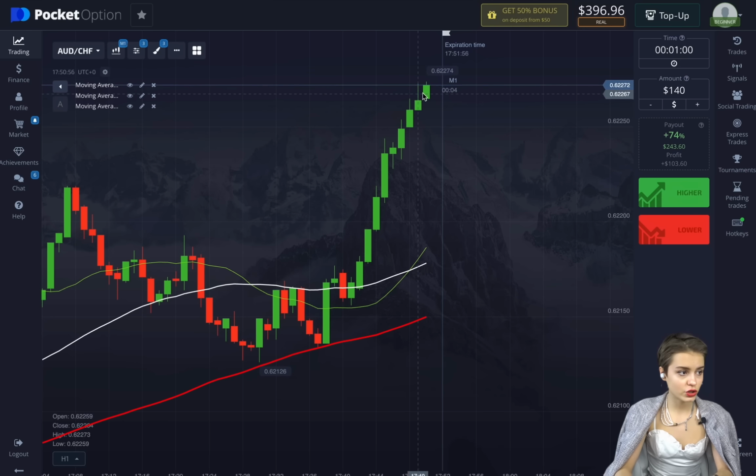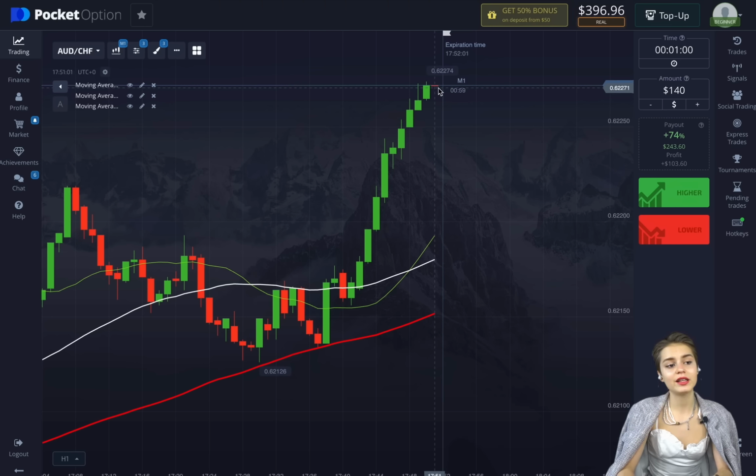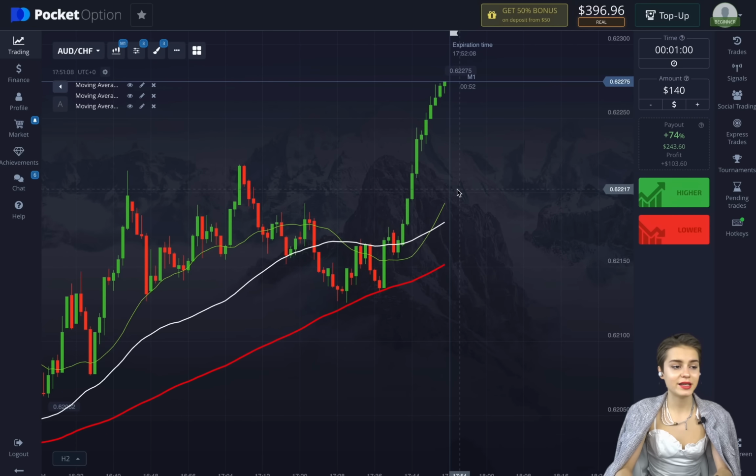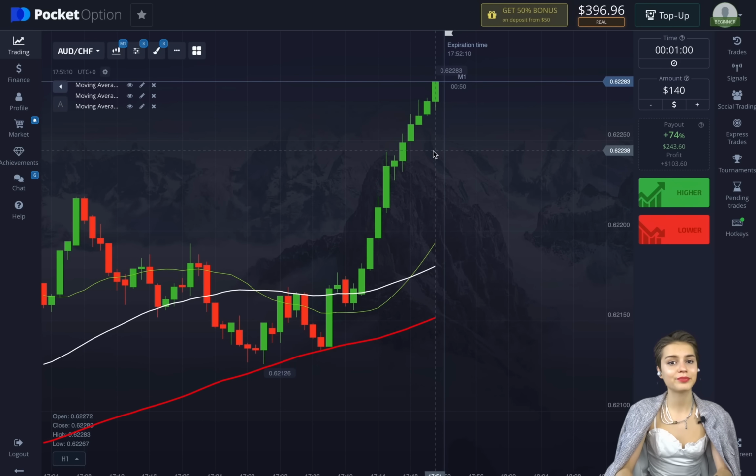We see a very strong uptrend. Trading against it is not reasonable, and opening a deal on a trend, even more so on a signal, is a good chance. So the deal is closed in a profit.